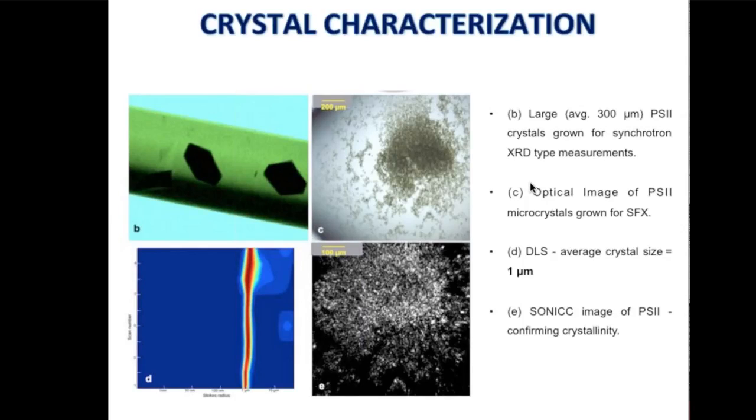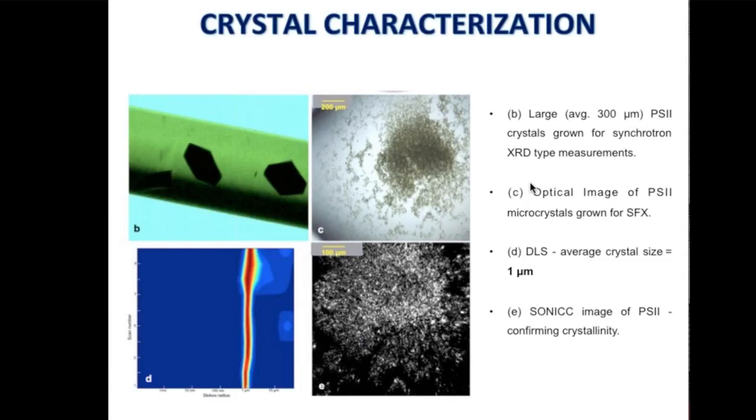And the way you characterize the size, if you're not able to get such good accuracy with an optical microscope, is typically by using either DLS or SONICC, or both of them together. The bottom left figure shows you a size distribution of a batch of PS2 crystals grown, and you can see that it's pretty much centered around the 1 micron radius. Whereas on the bottom right is SONICC.